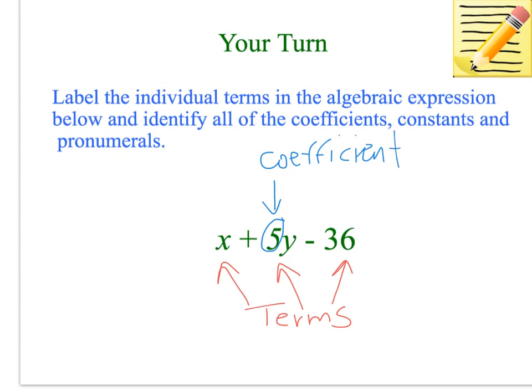Alright, and the coefficient of x is 1, of course. I never write that x properly. Coefficient is 1 for that. The constants. This one's the constant, isn't it?